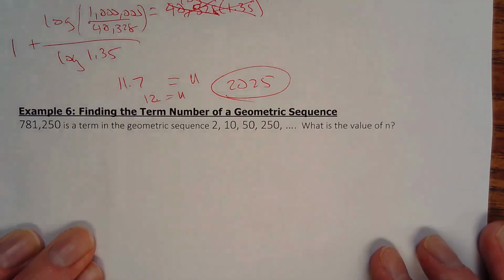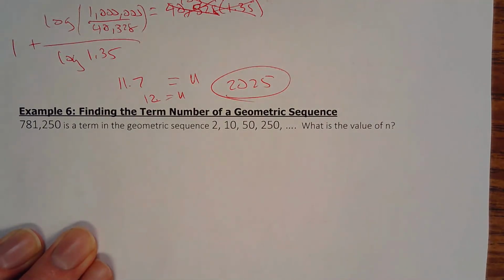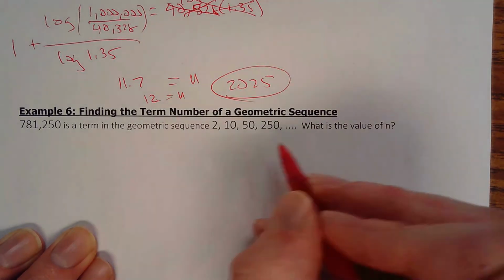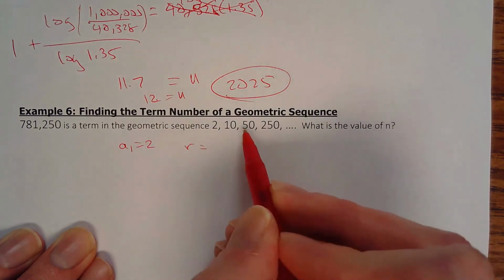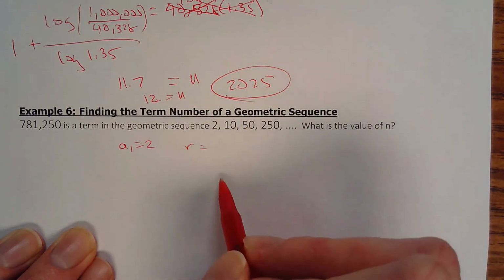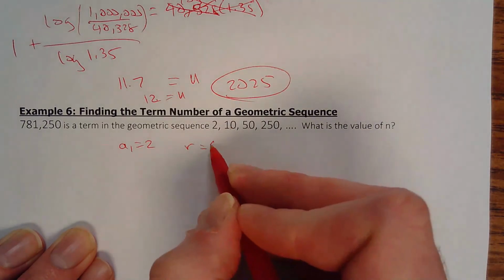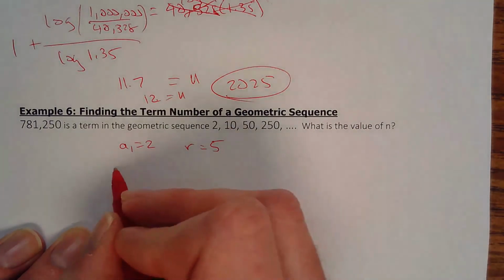So last one, 781,250 is what term of the geometric sequence 2, 10, 50, 250, what is the value of n? So if I'm looking at this, my a sub 1 is 2. My common ratio, pick any two of these. So 50 divided by 10 is 5. 10 divided by 2 is 5. So that's my common ratio.